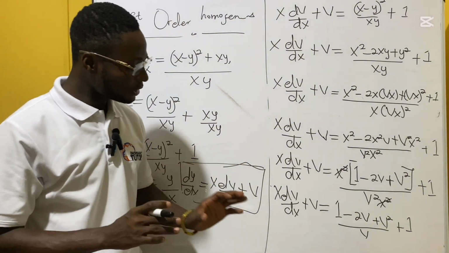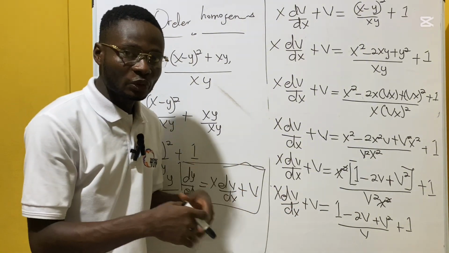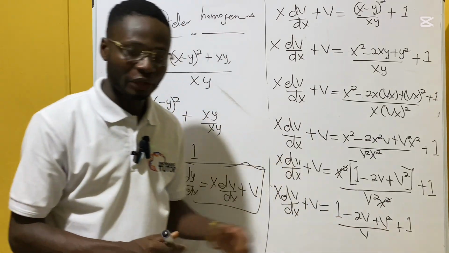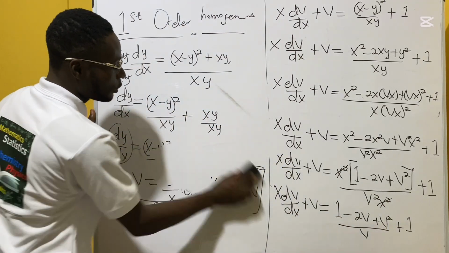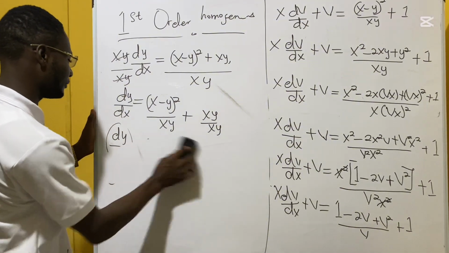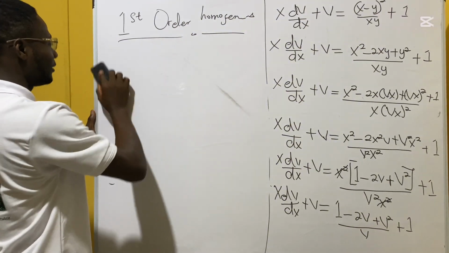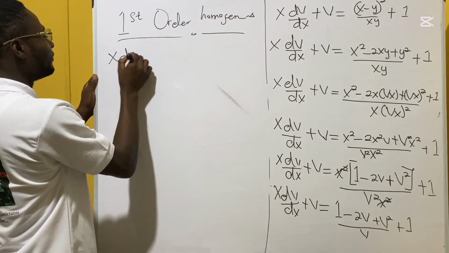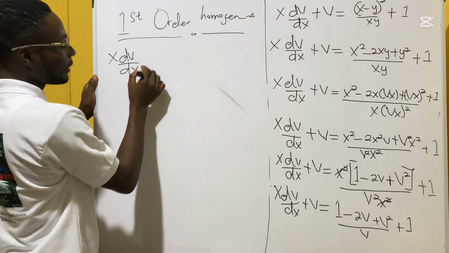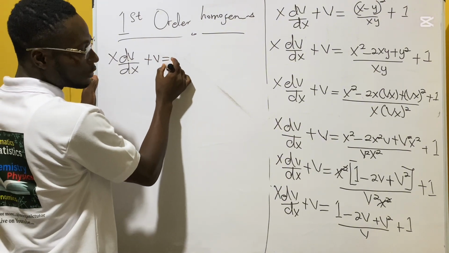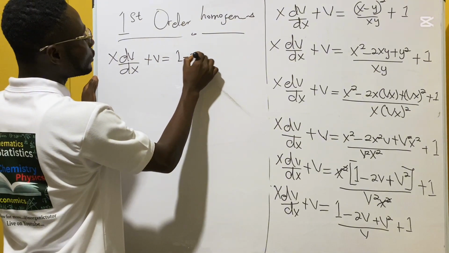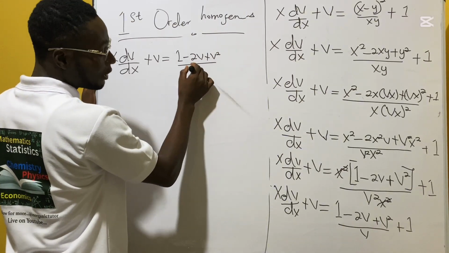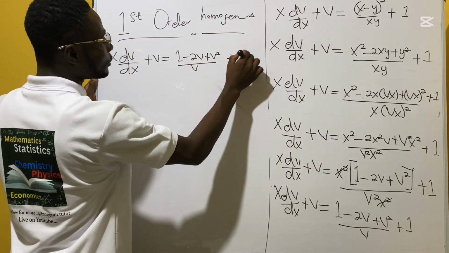Okay, so once we have this, we can still do manipulations and then bring this here. So when we do that, we are going to have x dv over dx plus v should be equal to 1 minus 2v plus v squared all over v plus 1.